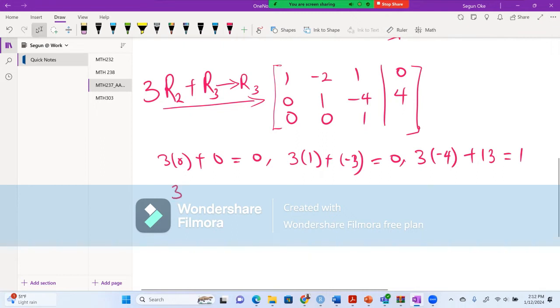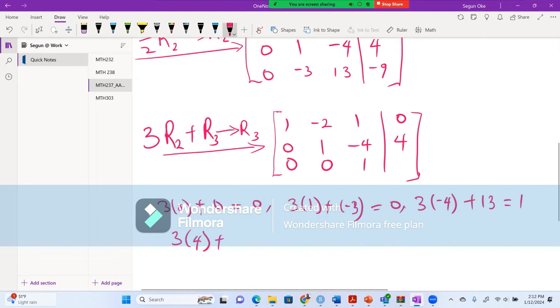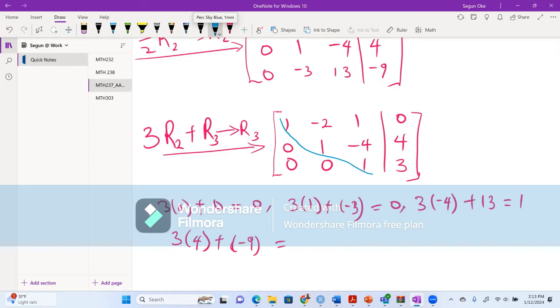We have 3 R2, which is 4, plus R3 there, which is what? -9. So what do we have? This is 12 minus 9. That's 3. You have this. So now that we have this, you can see you already successfully reduced this. You have this one already.